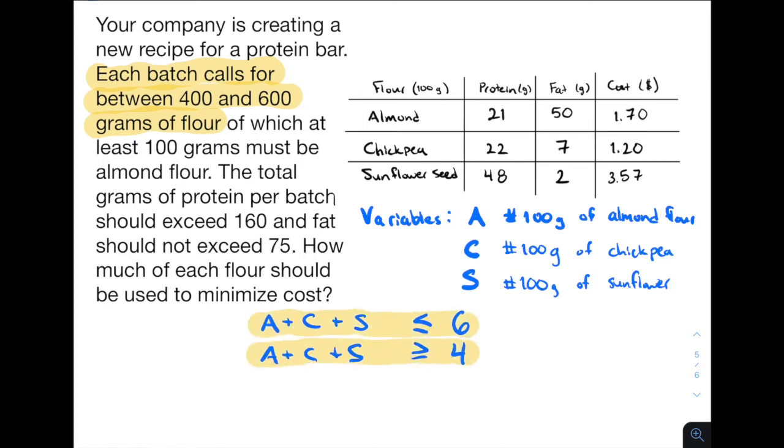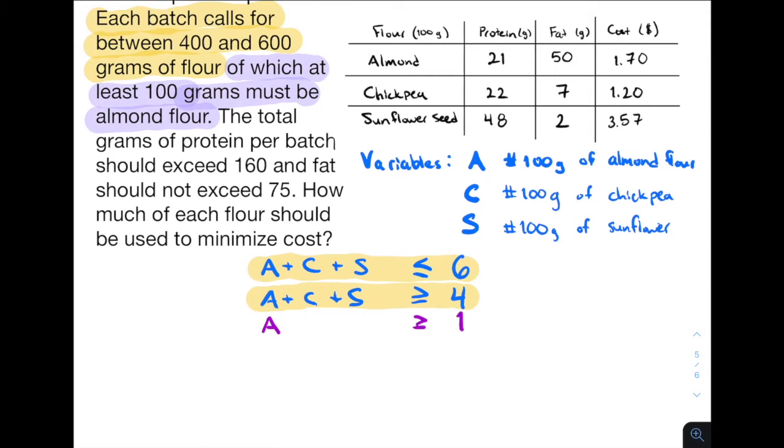Continuing in that previous sentence, we see that we also require that at least 100 grams come from the almond flour. This tells us the amount of almond we use, and since our variable is measuring number of 100 grams of almond, it must be greater than or equal to 1.